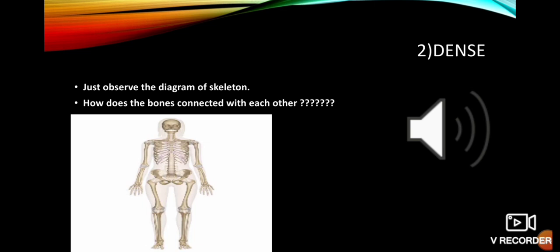And what is the function of these bones? These bones help the different internal organs of your body. Now, these bones, as you can see in the picture, are connected with each other. They are joined with each other. So a tissue is present there which helps in connecting these bones together.